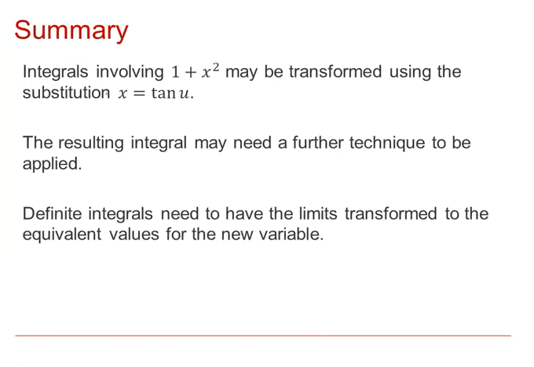So in summary, integrals involving 1 plus x squared may be transformed using the substitution x equals tan u. The resulting integral may need a further technique, so don't be surprised if you have to do a further method or use a trig identity in order to simplify the integral further. And if it is a definite integral that you've been given, don't forget that the limits must be changed to the equivalent of the new variable, in this case u.